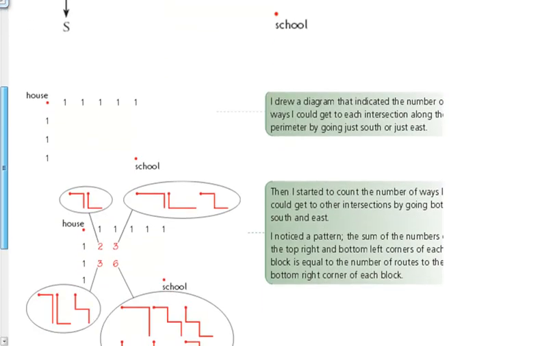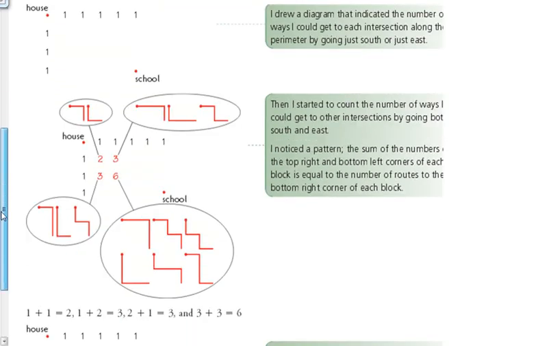I drew a diagram that indicated the number of ways I could get to each intersection along the perimeter by just going south or just going east. Then I started to count the number of ways I could get to other intersections by going both south and east. So here I can go 1 way, 2 ways. So I have 2 ways of getting here. Here, for this square, I can go 1 way, 2 ways, or 3 ways. So this number is 3. To get to this square, I can get there 1 way, 2 ways, or 3 ways. So this square is 3.